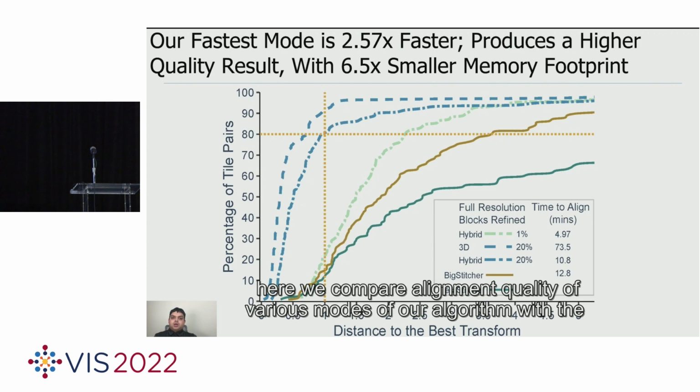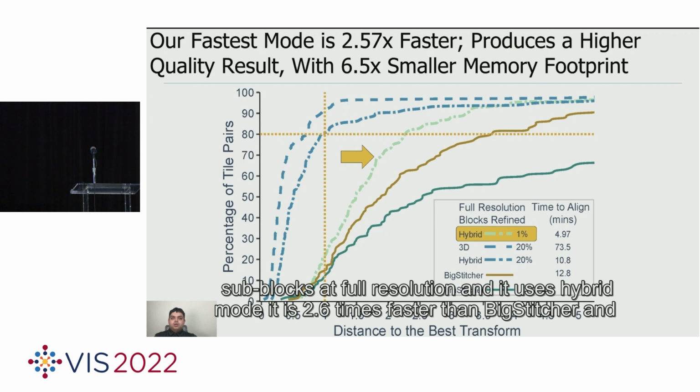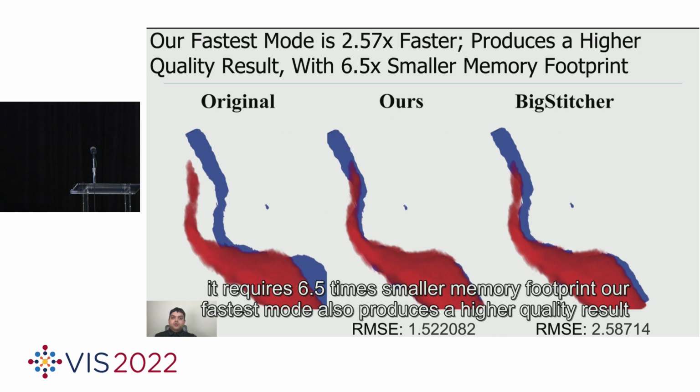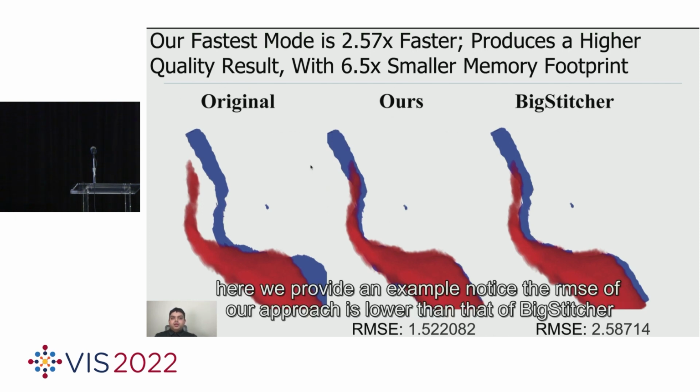Here we compare various modes of our algorithm with the state of the art, BigStitcher and ThinStitcher. Our fastest mode refines 1% of the subblocks at full resolution, and it uses hybrid mode. It is 2.6 times faster than BigStitcher, and it requires a 6.5 times smaller memory footprint. Our fastest mode also produces a higher quality result. Here, we provide an example. Notice the RMSE of our approach is lower than that of BigStitcher.